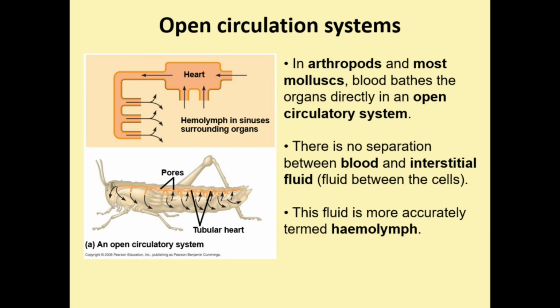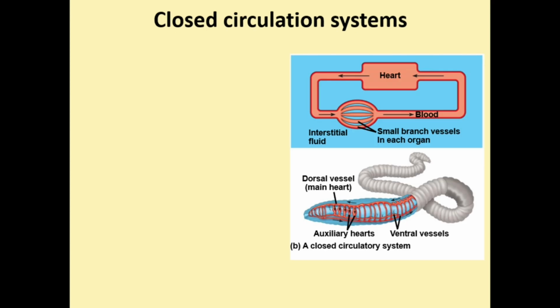But like I said, it does have its limitations, so you do tend to find it restricts the size and complexity that these animals can attain. So moving on from the open system, we have closed system of circulation. And this is where blood is separated from interstitial fluid, and it is separated into vessels. So in humans or in mammals, that will be your heart, your arteries, your veins, your capillaries. Those are your blood vessels.